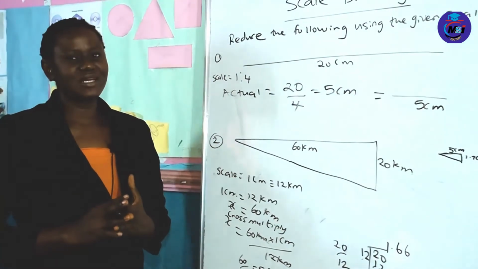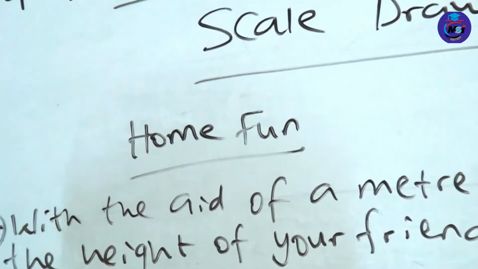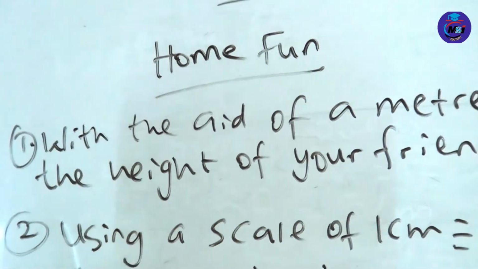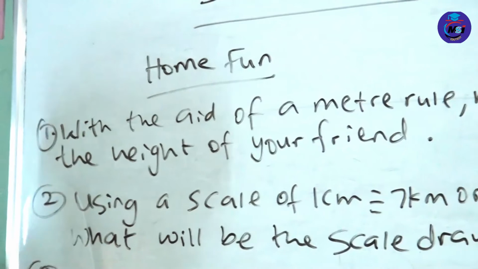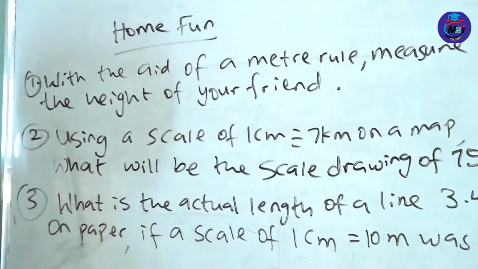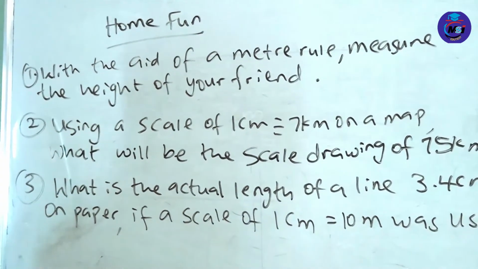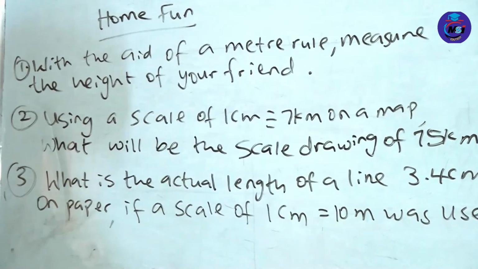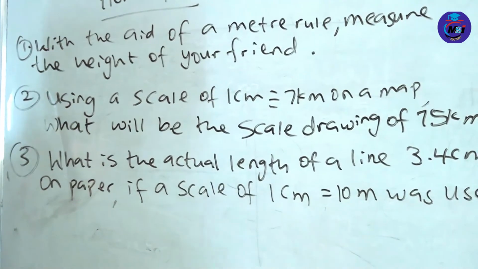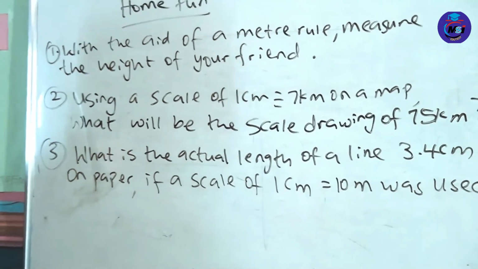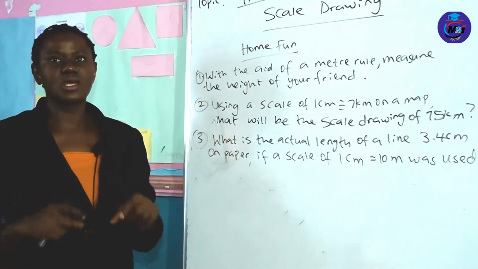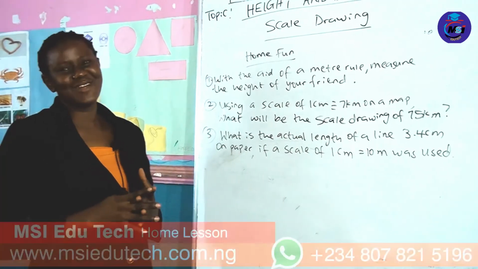All right, let me give you something to attempt on your own. Number 1, with the aid of a meter rule, measure the height of your friend. Number 2, using a scale of 1 centimeter representing 7 kilometers on a map, what will be the scale drawing of 75 kilometers? Here, I want you to reduce 75 kilometers using a scale of 1 centimeter to 7 kilometers. Number 3, what is the actual length of a line 3.4 centimeters on paper if a scale of 1 centimeter to 10 centimeters was used in drawing that line? You'll find this very interesting.